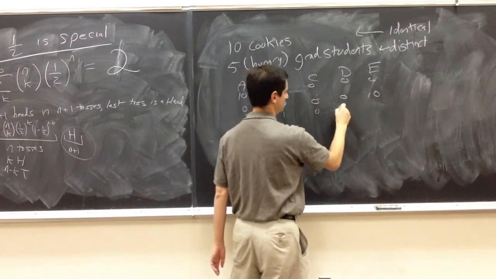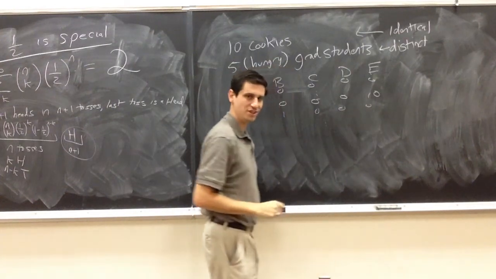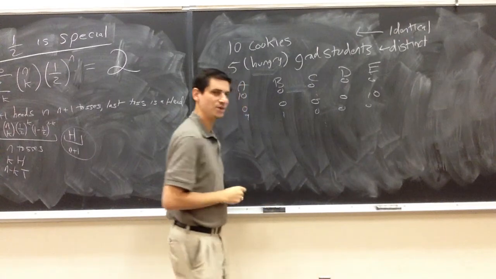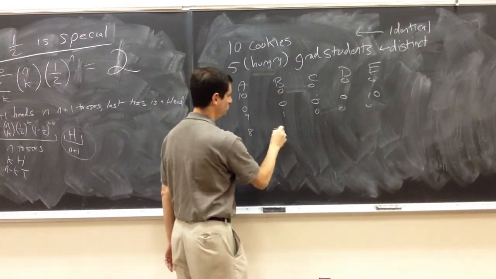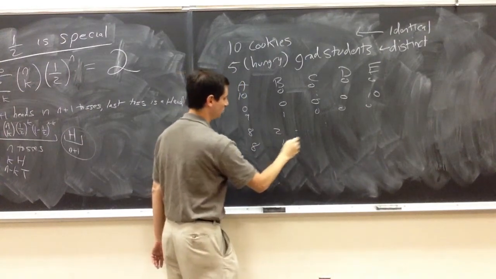9, 1, 0, 0, 0, and eventually, there are a lot of things. Then what comes after 9, 1? Then we have the 8 2s. Then things get interesting. We have the 8 and the 1s.